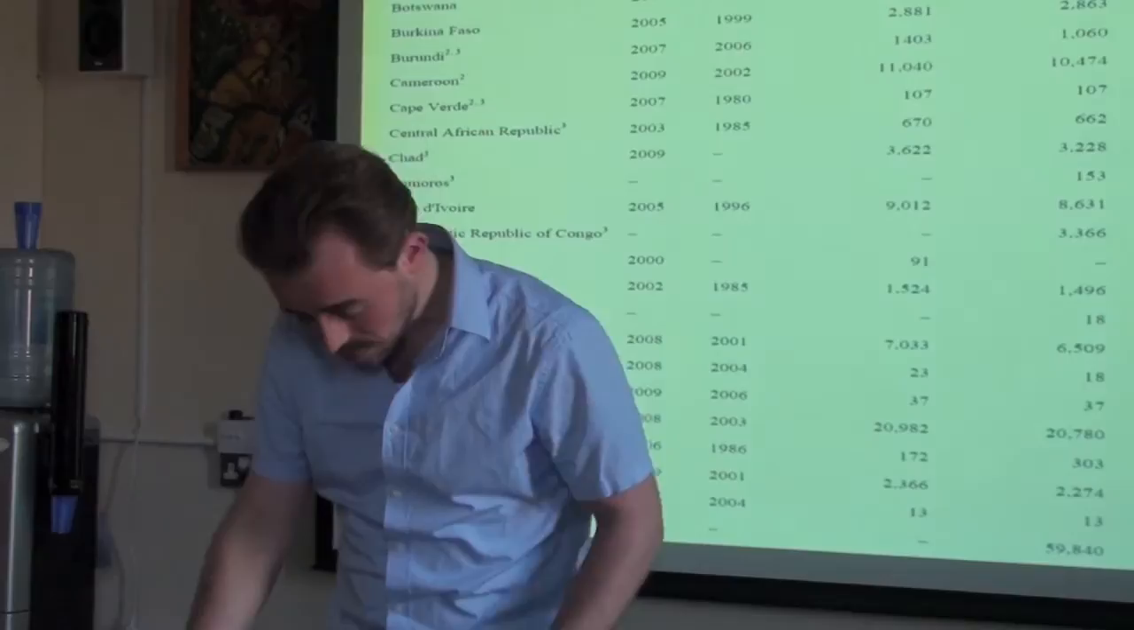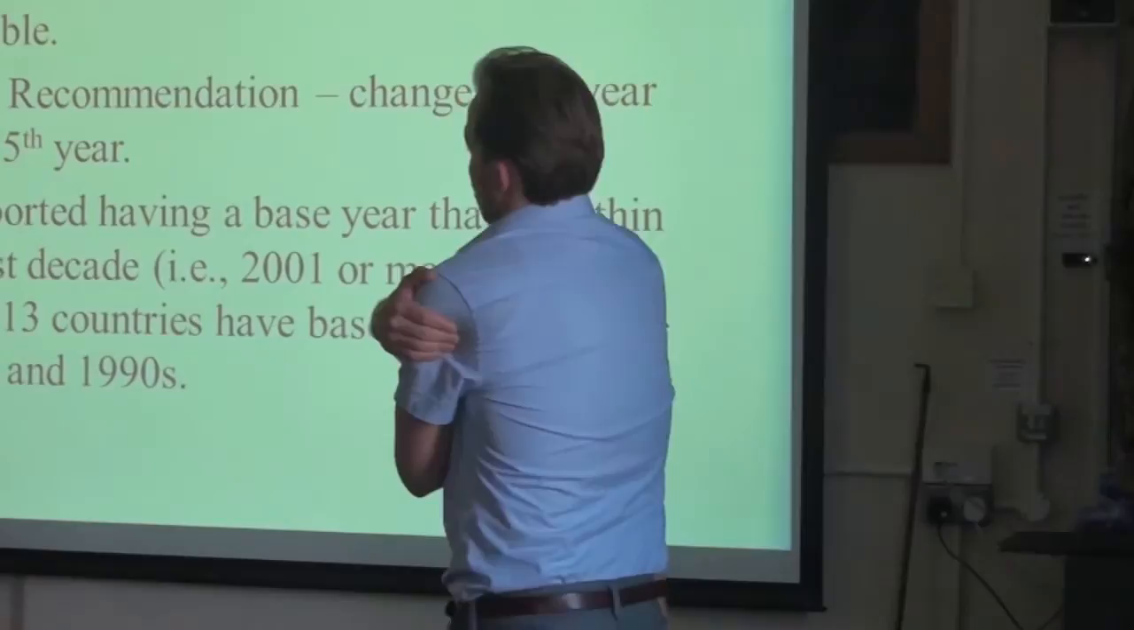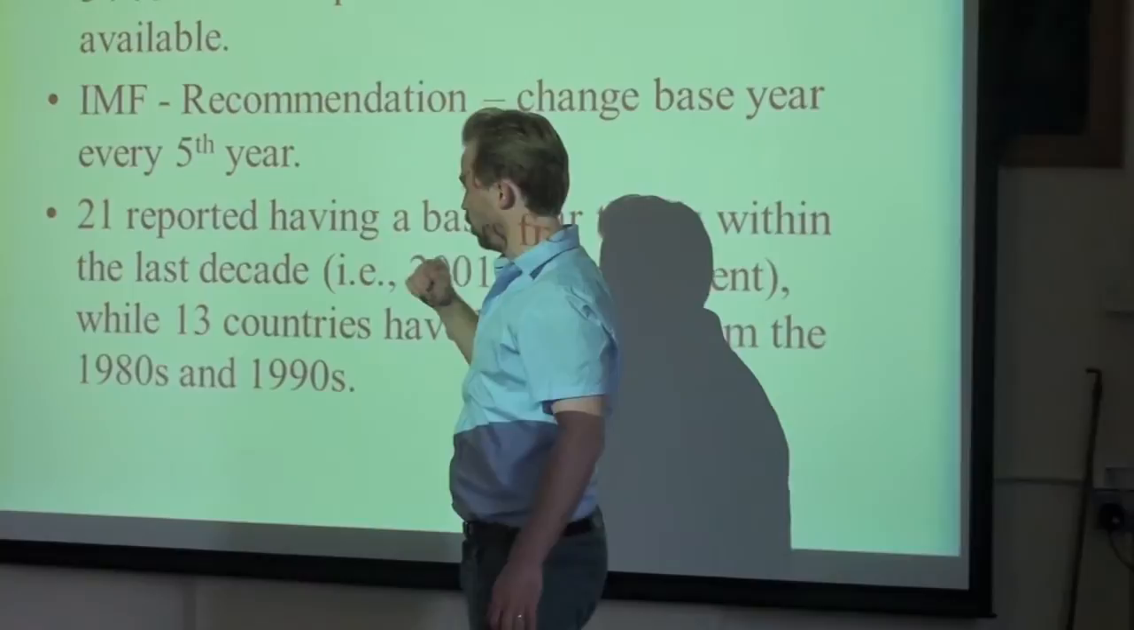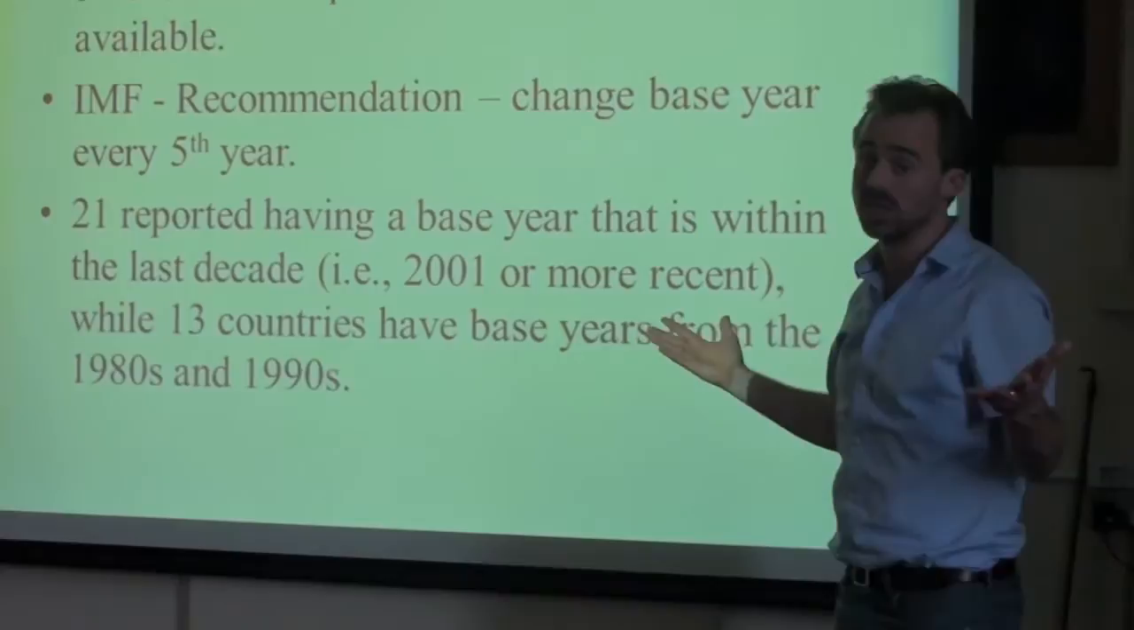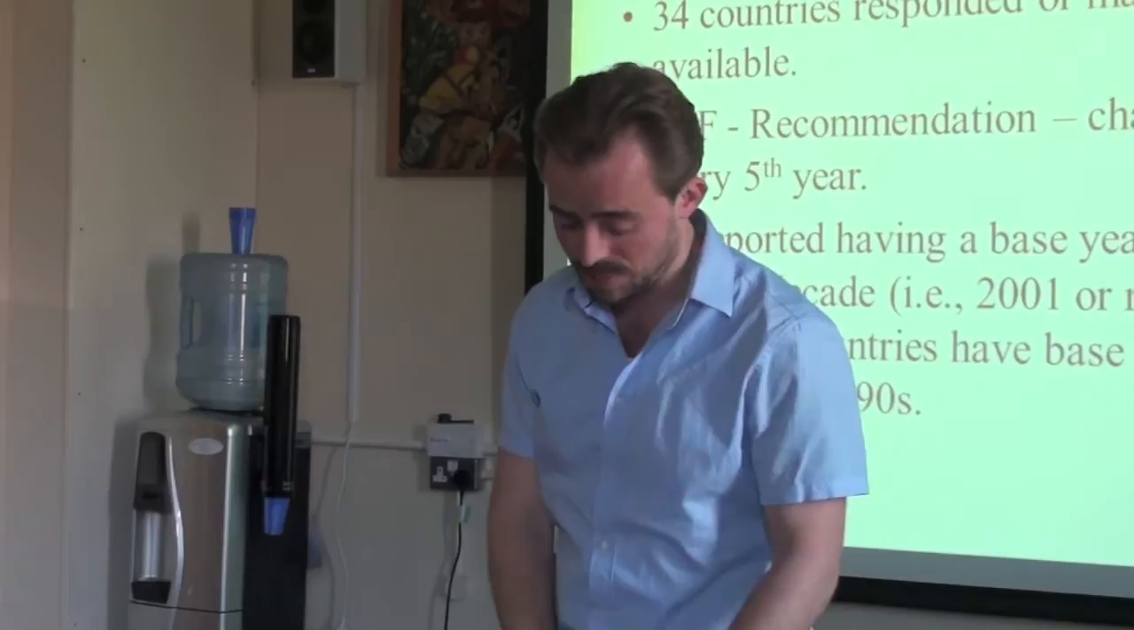So that's the basic summary story: 34 countries responded. The IMF recommendation is every 5 years. That is, only 7 have been following that recommendation. 21 countries have a base year within the last decade, so that's almost half being reasonably okay where they should be, but another 13 countries have very old base years. So when you compare GDP statistics across there, you will get very, very biased information.